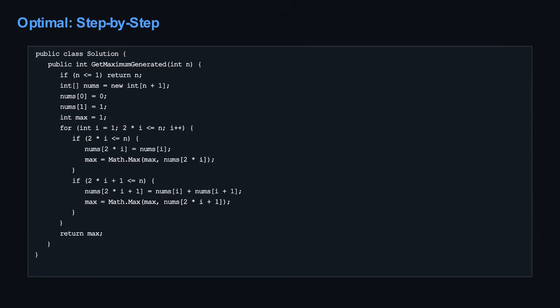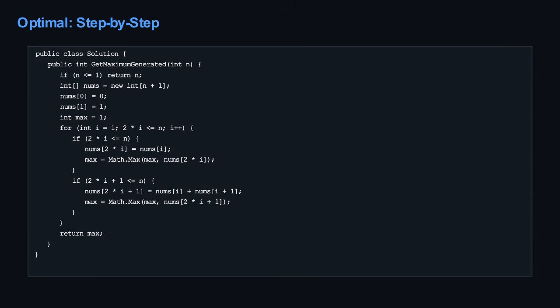nums[4] becomes nums[2], which is 1. Max remains 2. 2 times i plus 1 is 5. nums[5] becomes nums[2] plus nums[3], which is 1 plus 2, so 3. Max updates to 3. For i equals 3, 2 times i is 6. nums[6] becomes nums[3], which is 2. Max remains 3. 2 times i plus 1 is 7. nums[7] becomes nums[3] plus nums[4], which is 2 plus 1, so 3.